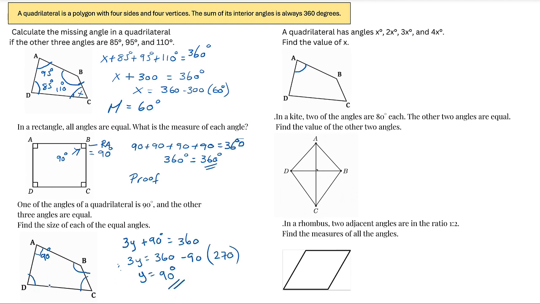So that means each one of those is 90 degrees. So that's the answer. 90, 90, 90.